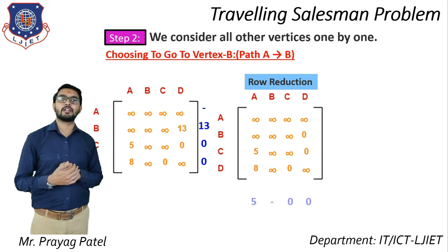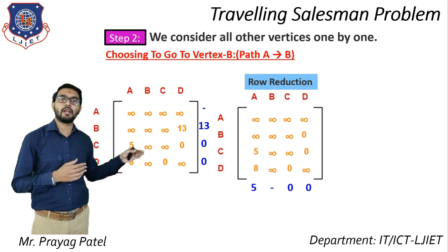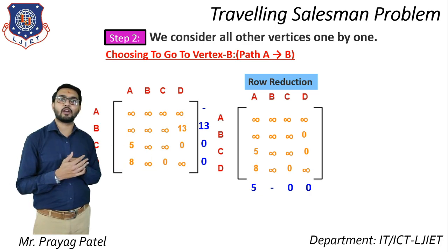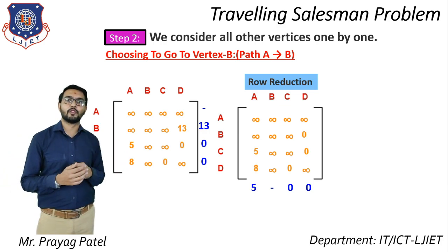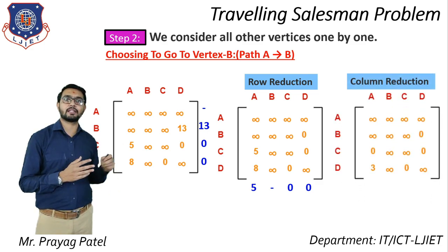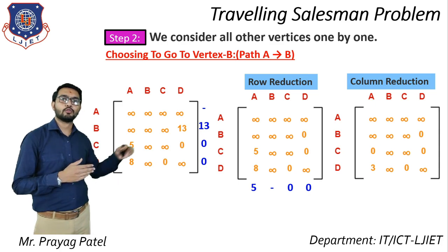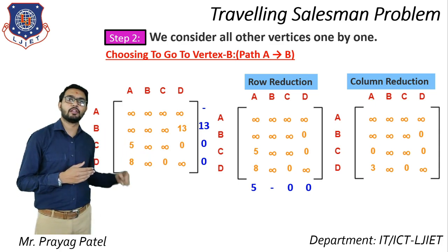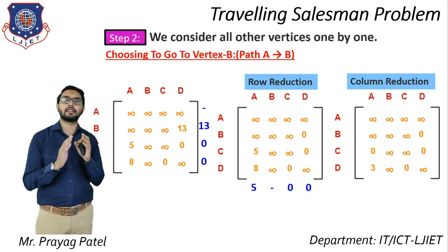Now after row reduction consider the column reduction operation. So in column reduction, the first column minimum value equals 5, the second is infinity, then the remaining C and D columns are 0. So column reduction cost equals 5. Now after column reduction, the resultant matrix is the first column subtracted by the value 5. So here the first column is infinity, infinity, 0 and 3. Now this matrix is the reduced matrix for the path A to B.